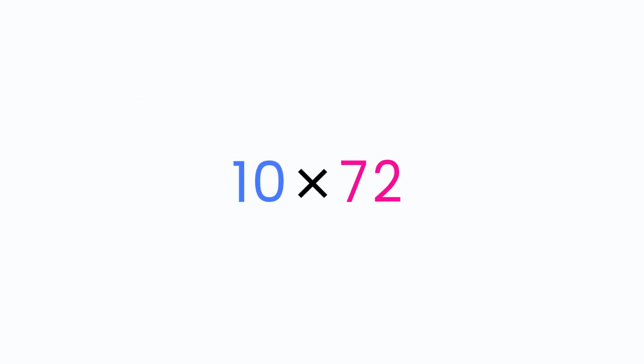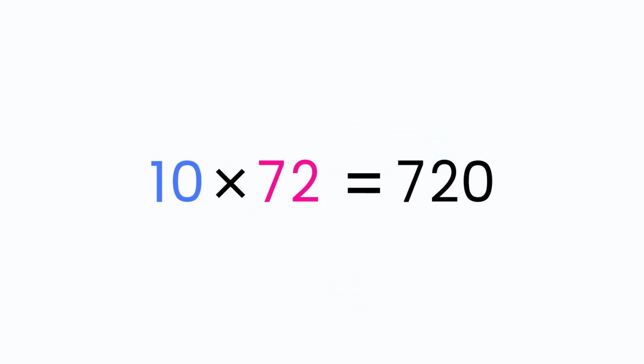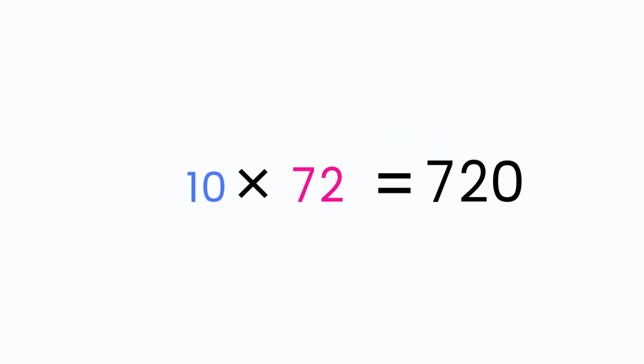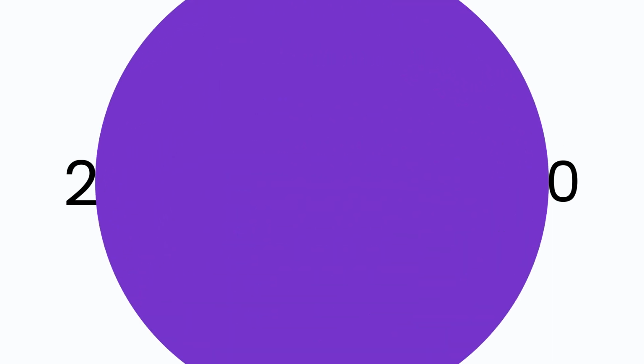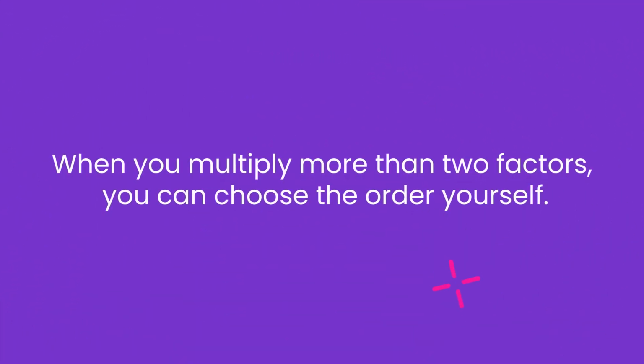This leaves me with 10 times 72, which I know from a previous video is solved by writing a 0 behind the last digit. So 2 times 3 times 4 times 5 times 6 equals 720. When you multiply more than two factors, you can choose the order yourself.